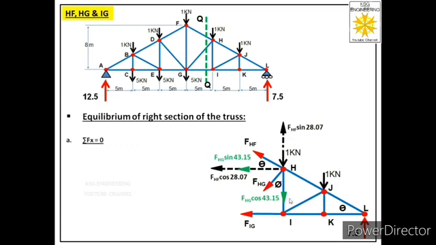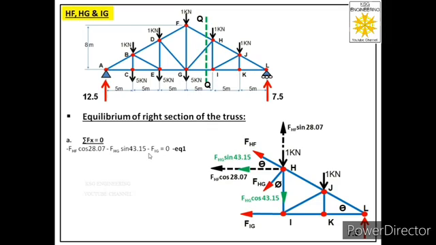So let us see how many forces are acting in this truss along x direction. First one is FHG sin 43.15. Second is FHF cos 28.07 and FIG. So we have three forces acting along x direction, but these three are acting in negative direction. So the equation will be minus FHF cos 28.07 minus FHG sin 43.15 minus FIG equal to 0.